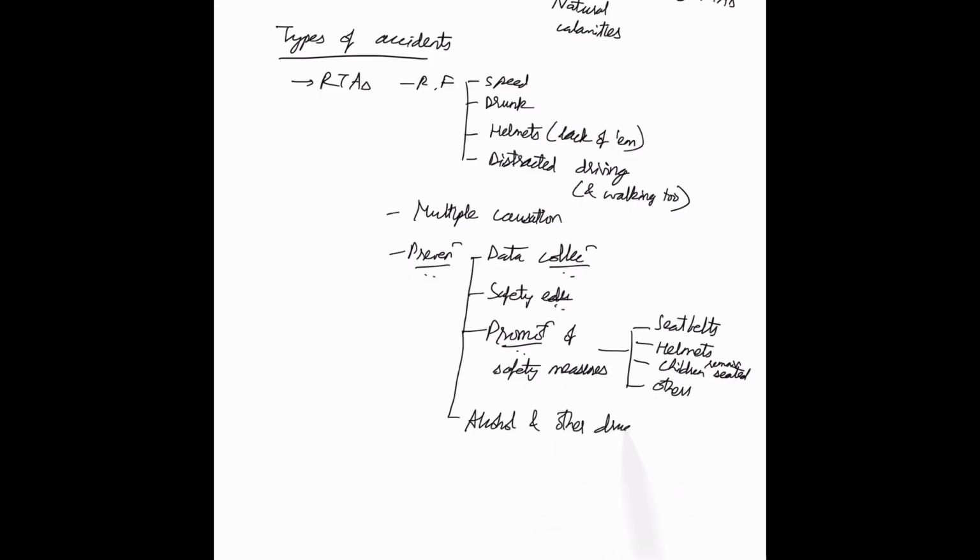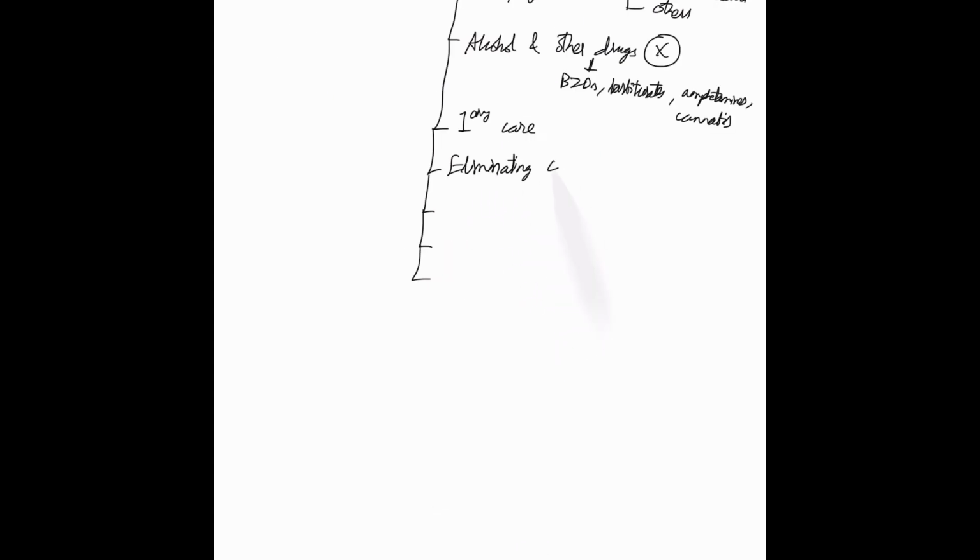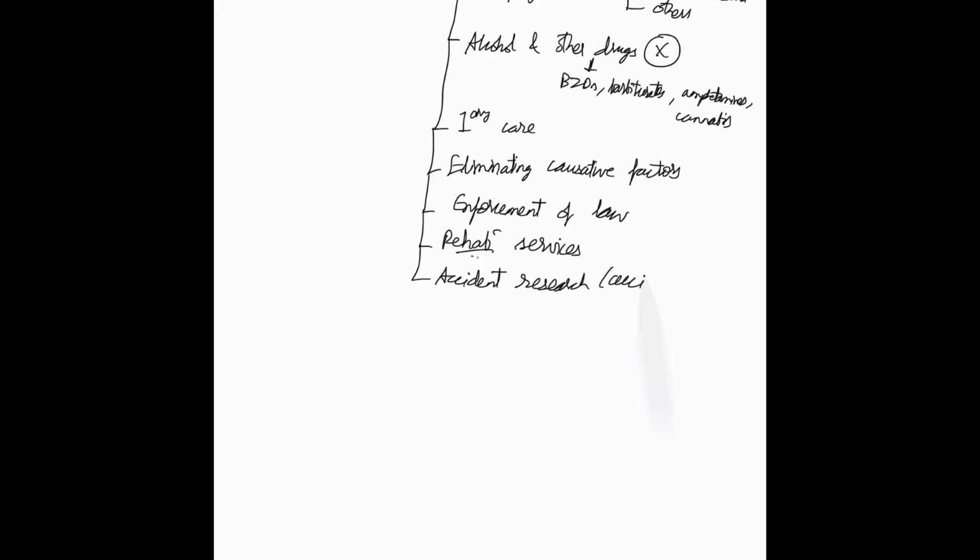Then, alcohol and other drugs like benzodiazepines, barbiturates, amphetamines, and cannabis must be avoided at all costs if you are planning to drive. And of course, your primary care, eliminating causative factors, enforcement of law, rehabilitation services, and accident research, which is also called accidentology.